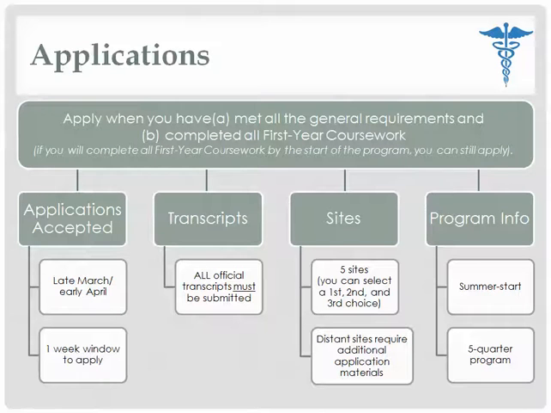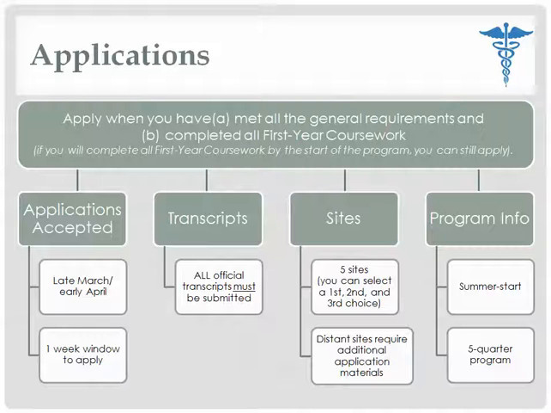Once you have met all the general requirements and completed all first-year courses, or are on track to complete all first-year courses, you are eligible to apply. Applications are accepted in late March through early April every year. Exact dates are posted online a few months in advance. You will have a 1-week window to submit your application materials.